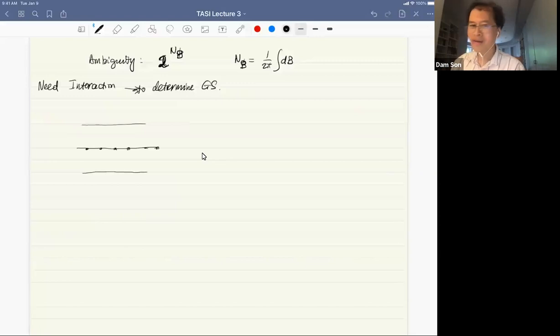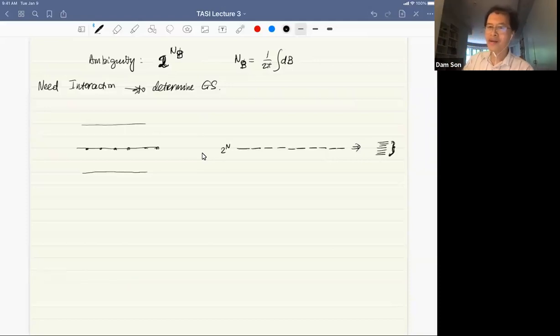So let's try to understand this. Here we have an infinite number of 2 to the NB degenerate states, and I want to understand, if I turn on the interaction, what is the scale of the splitting. All these states will now have a picture more like this. The degeneracy is going to be lifted. Let us try to estimate the energy spread between these states.